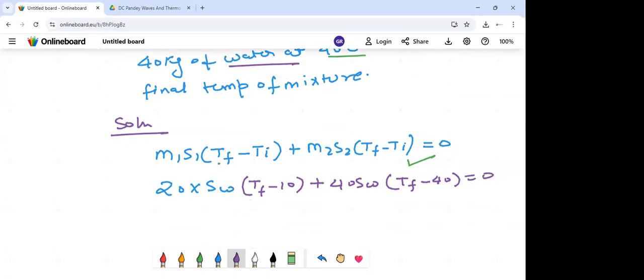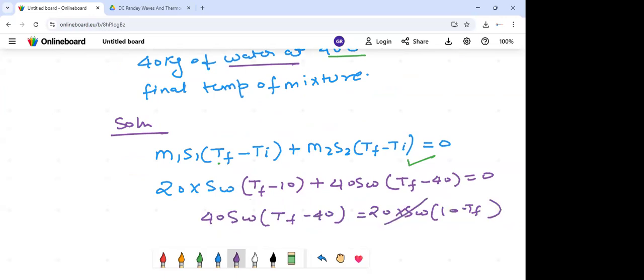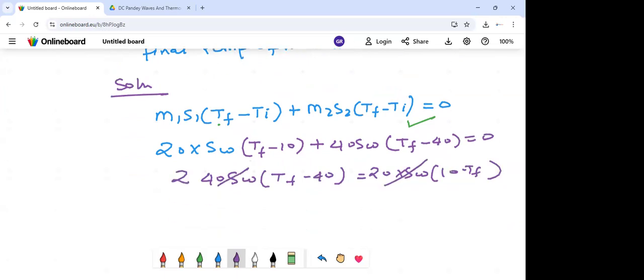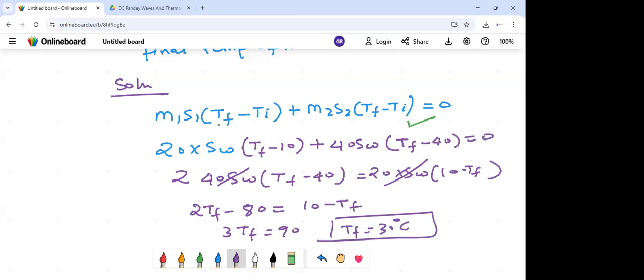So we'll take this to the other side. 40 into specific heat, final minus 40 equals, minus will go inside, 20 into specific heat, because of the minus sign it will become 10 minus T final. This and this is 2 times. So 2 TF minus 80 equals minus TF. We'll take this to this side and T final equals 90. I'm sure some of you have already sent this answer. Final answer is 30 degrees. Is this clear to everyone?